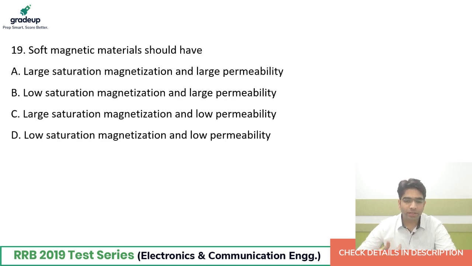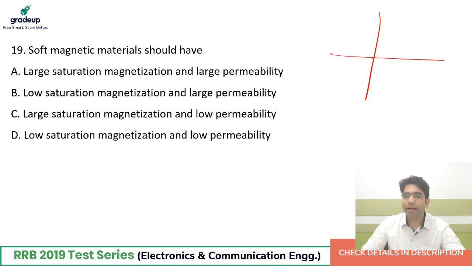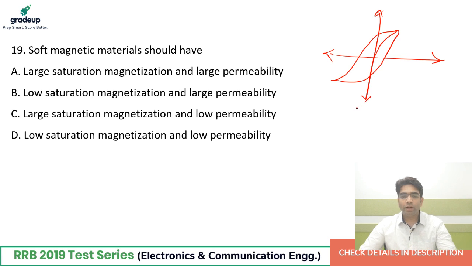Soft magnetic materials. What should be the property of soft magnetic materials, dear friends? I already told you in the example that these soft magnetic materials have a narrow BH curve. The BH curve is narrow. It means less energy is dissipated to magnetize as well as to demagnetize it.